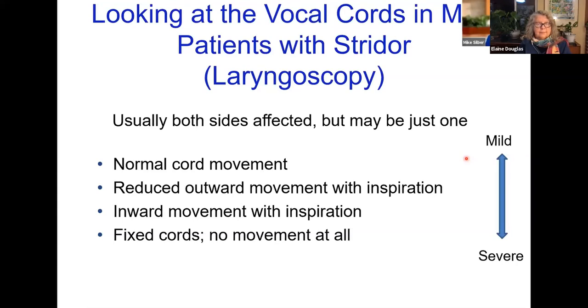And that's not to be unexpected because remember, initially it only happens at night during sleep. But even if it's happening only at night at sleep, when they look down at the vocal cords, they may see they're not moving quite normally. They're still moving out on breathing in, but not as much as they should. Or maybe they're already moving in as they breathe in, even though not enough to cause stridor during the day. And then later in the disorder, the cords are completely fixed and they don't move in and out at all with breathing at all. And this is the spectrum from mild stridor to more severe stridor. Usually both sides are affected, but sometimes only one.